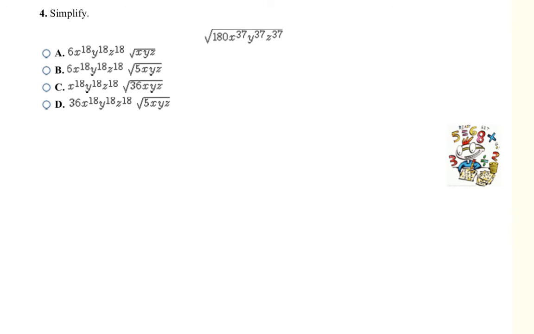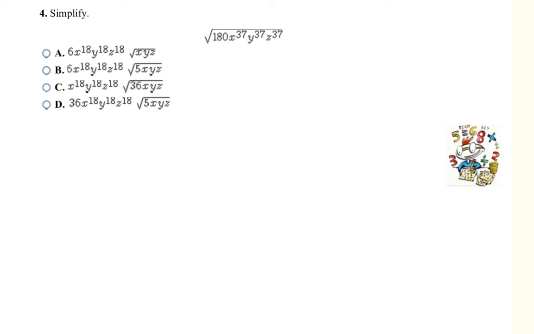Here's another radical I'm going to simplify. And you can see here, writing out 37 x's, y's, and z's would take a lot of paper, and also if you forgot one, it would mess up your whole answer. So that's where using that shortcut I taught you in number 3 can be useful.